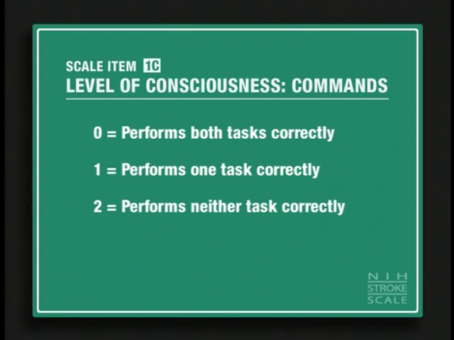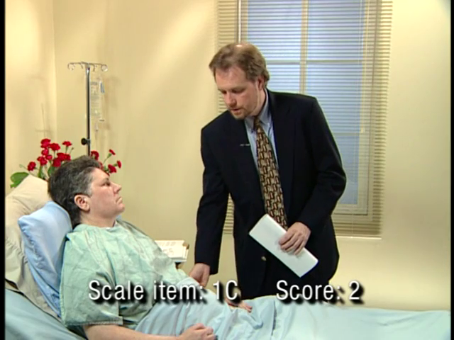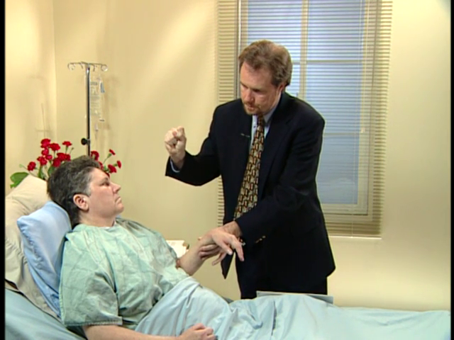Score a 2 if neither task is performed correctly. Now I want you to take your hand and I want you to make a fist. I want you to make a fist. I want you to close your eyes. Close your eyes. A 2 is scored for patients with a comprehension deficit and who perform incorrectly.